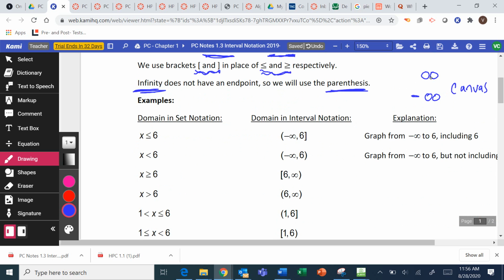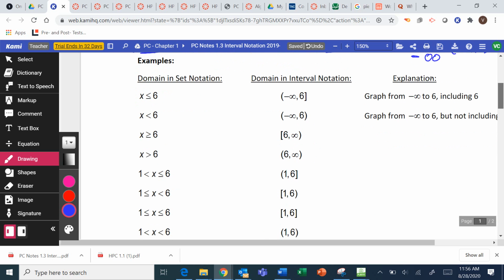So here's a bunch of different examples of what it would look like. If we had a line where x was less than or equal to 6, there's a number line of that. Well, we would write that, and we always write left to right, smallest to highest, least to greatest. So we would start at negative infinity, and that would get a parenthesis, and it would go to 6, but since it can include 6, we would have a bracket.